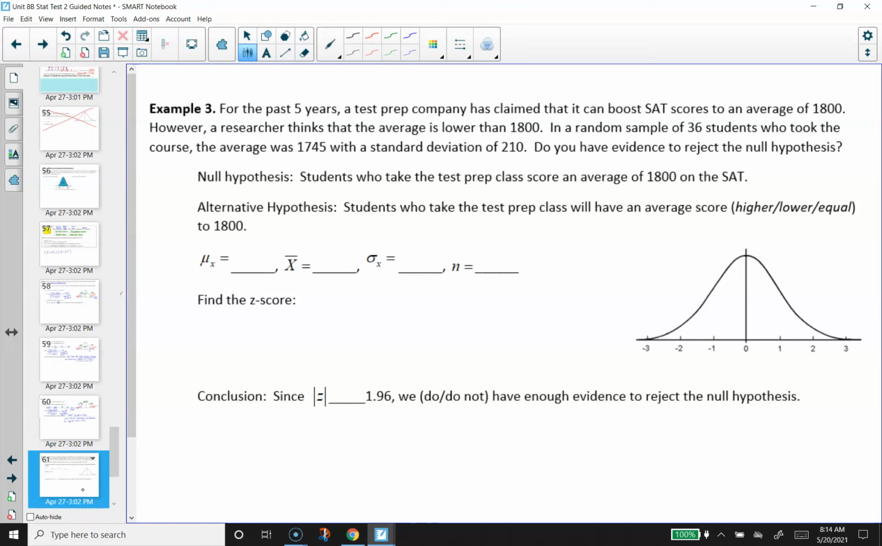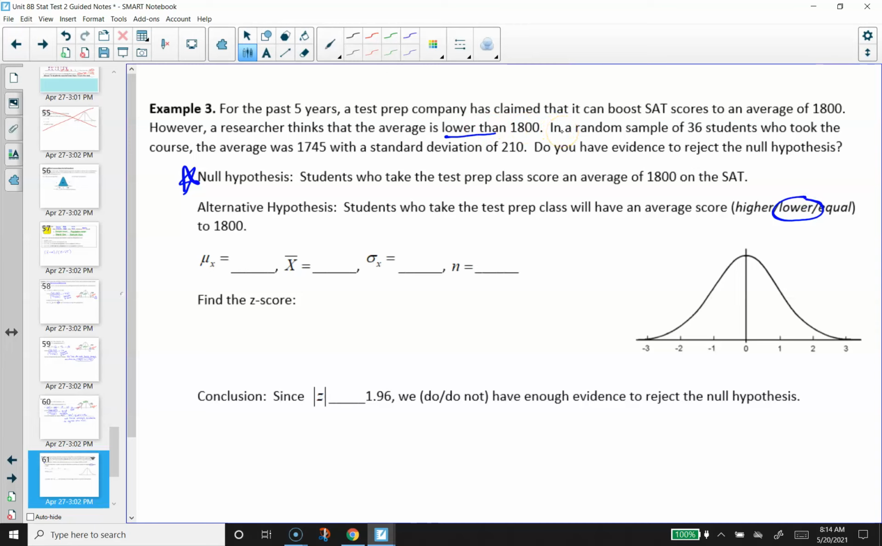boost SAT scores to an average of 1,800. This is back when SAT scores, by the way, back when I was in high school, were out of 2,400 because the writing portion was required. So that's why these numbers might be a little bit off for you. So for the past 5 years, a test prep company claims that it can boost SAT scores to an average of 1,800. So that is the null hypothesis. That's what the company is claiming that they can do. Okay, but a researcher thinks that the average is going to be lower. So that's my alternate. The alternate is that it's going to be lower than the 1,800.